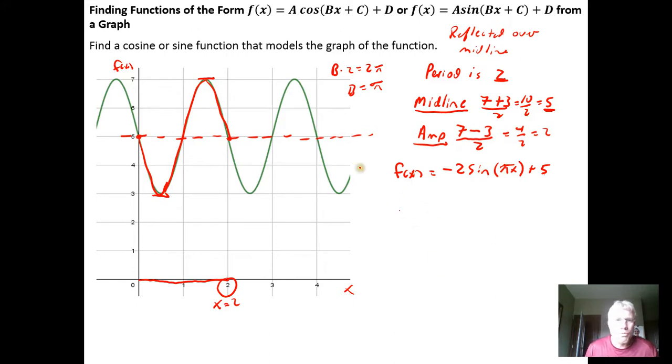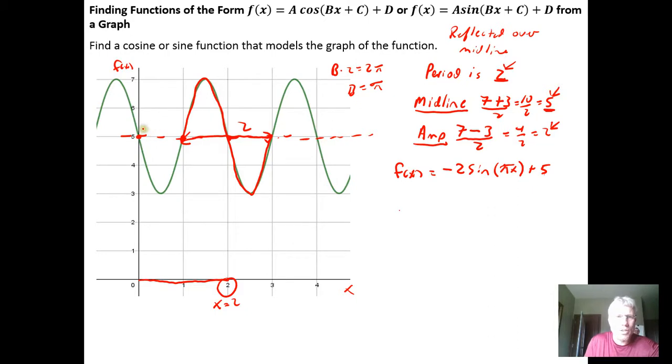But I could also decide to model it using a sine function starting right here. So I could sweep through. Here's one period. Notice the period. Here's where I start. Here's where I end. The distance between those two numbers is still 2. The period isn't going to change just because I am looking at the graph from a different perspective. The period is what it is. The midline is what it is. The amplitude is what it is.